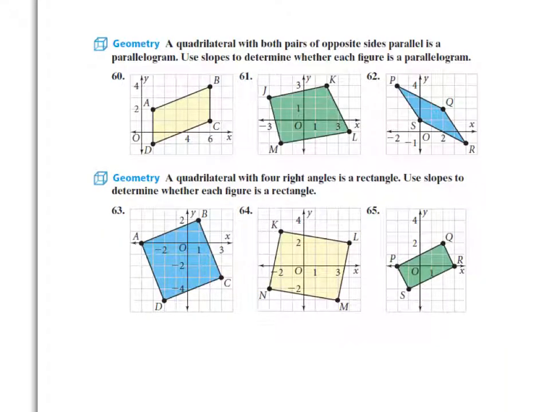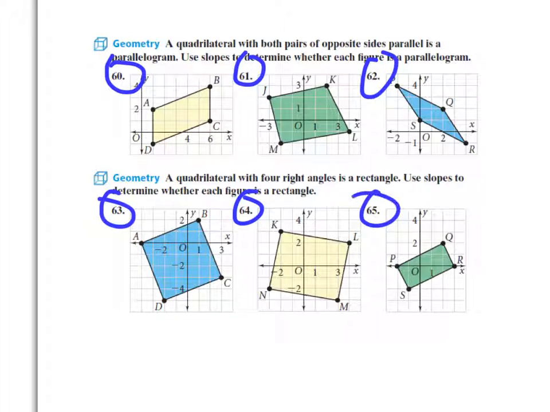The next thing I'd like you to try is to find the slope of the 4 sides in problems 60, 61, and 62 to determine whether or not they're parallelograms, and then find the slopes of the 4 sides in 63, 64, and 65 to decide whether or not they are rectangles. Watch video number 5 to see if you've done those correctly.